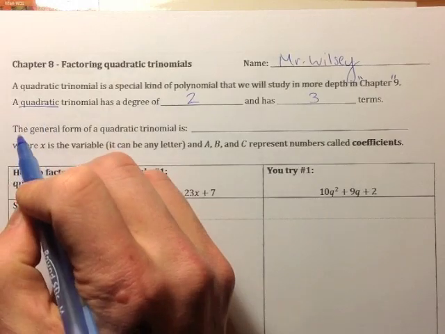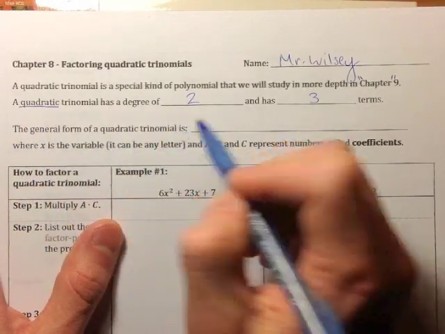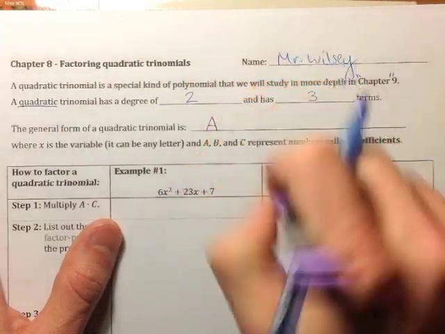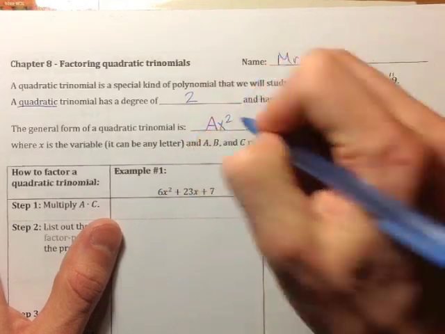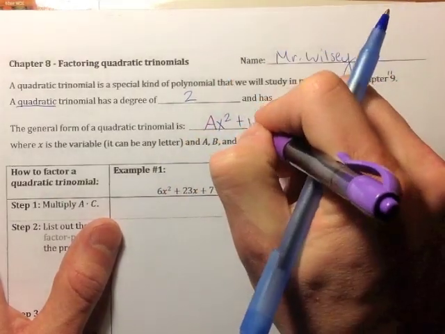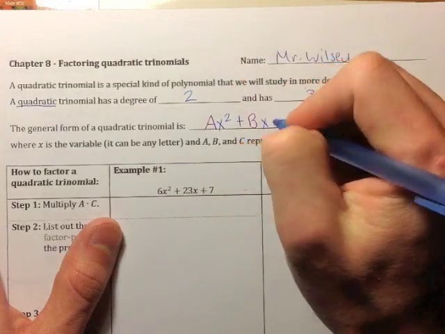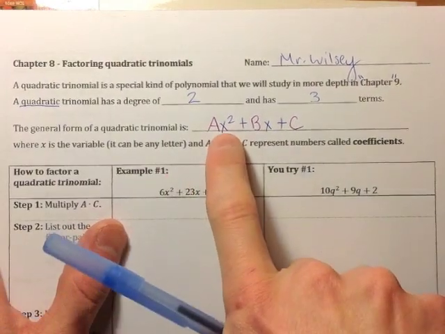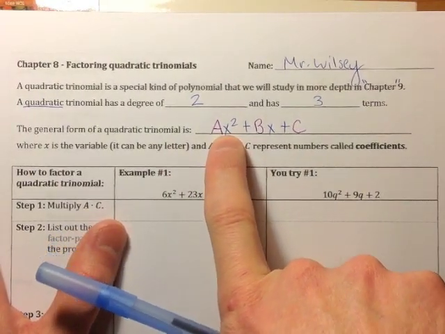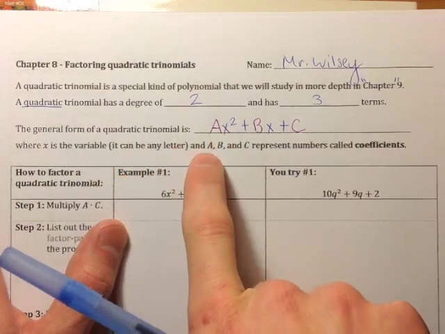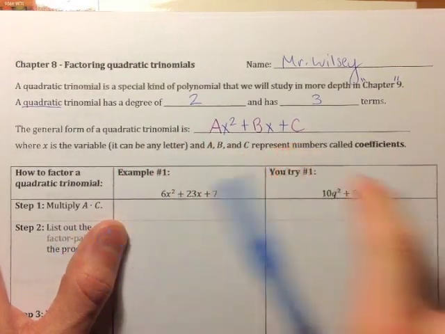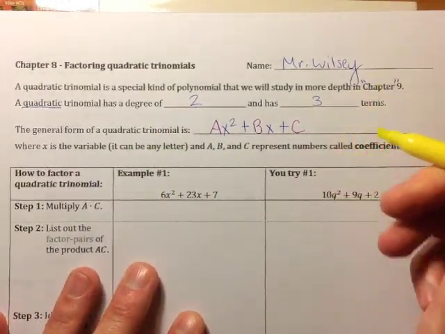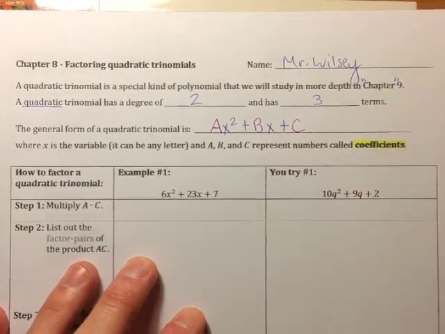Okay? So the general form of a quadratic trinomial is, this is the way that we're going to write it, a times x squared plus b times x plus c, where x is the variable. It could be any letter, it could be P, it could be K, whatever. And A, B, and C represent numbers. And these numbers are called coefficients. So A, B, and C stand for numbers, and we call them coefficients.